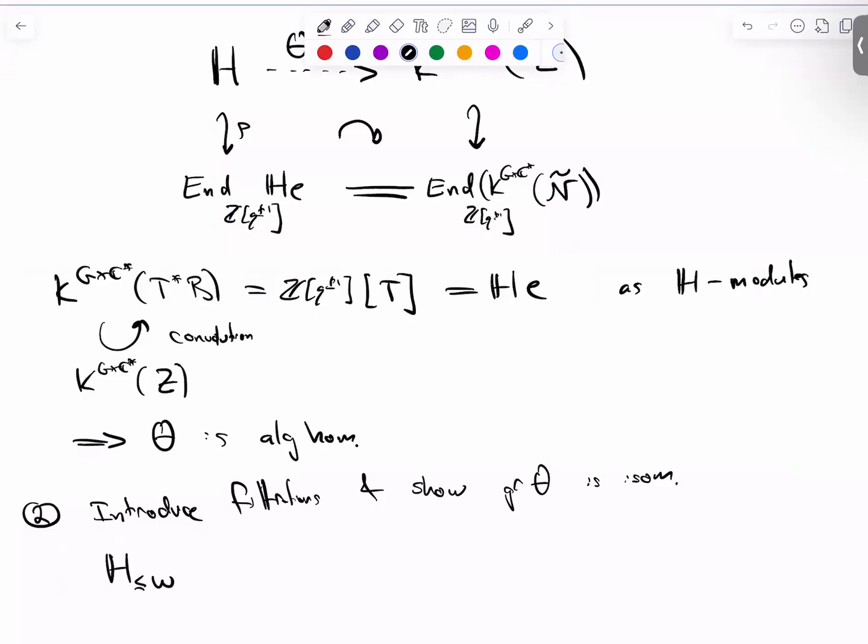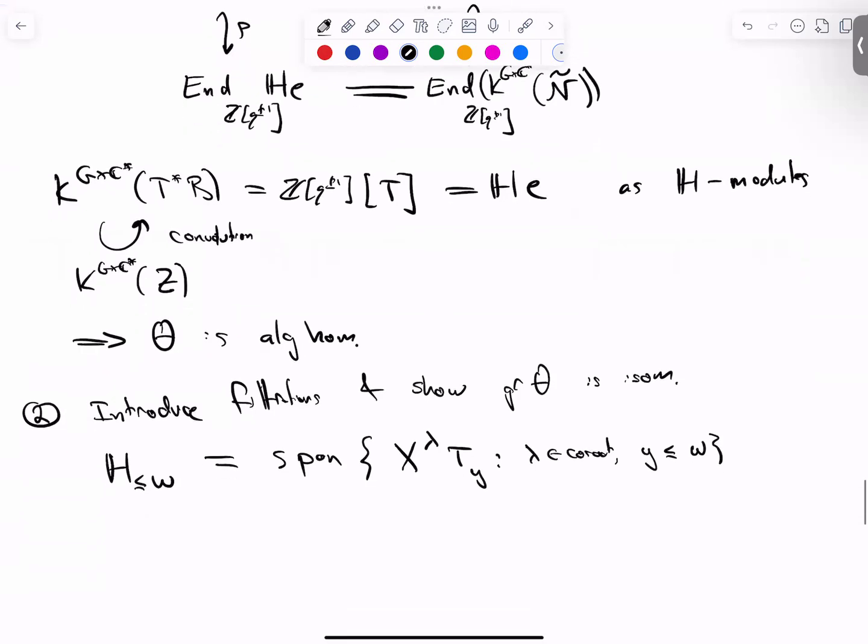On the left, you can take the x lambdas or any polynomial in x, and then the t's are just bounded by w. And it's immediate that the associated graded is just going to be a free rank 1 module for the polynomial algebra.